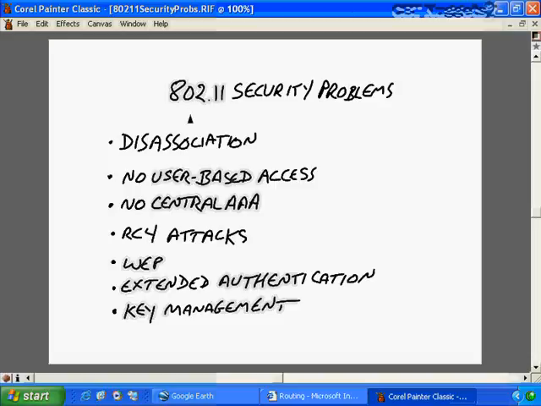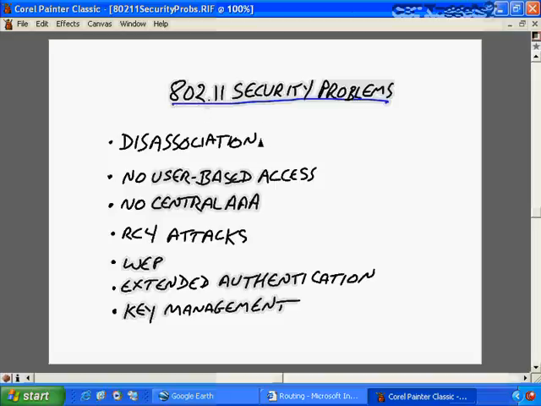Let's take a look, first of all, at some of the 802.11 security problems that we have. I just combined all of our wireless technologies, which are going to include 802.11a, b, and g. There are other subsets and so forth, but those are the only ones we're really concerned about to any degree. And really, it's mostly b and g.